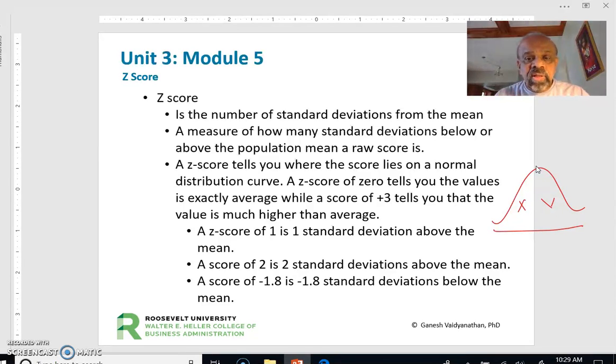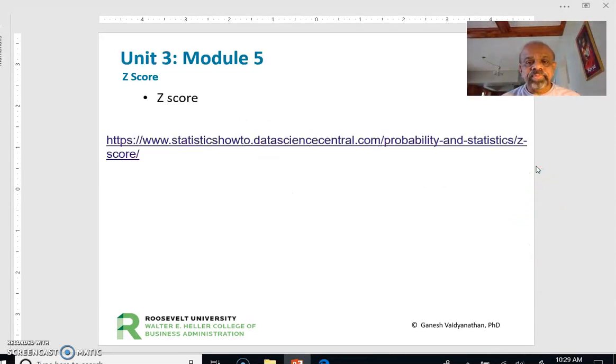A z-score of 0 tells you the value is exactly average, while a score of +3 tells you that the value is much higher than the average. A z-score of 1 is 1 standard deviation above the mean. A z-score of 2 is 2 standard deviations above the mean. A score of -1.8 is 1.8 standard deviations below the mean. So basically, positive numbers are above the mean and negative numbers are below the mean.